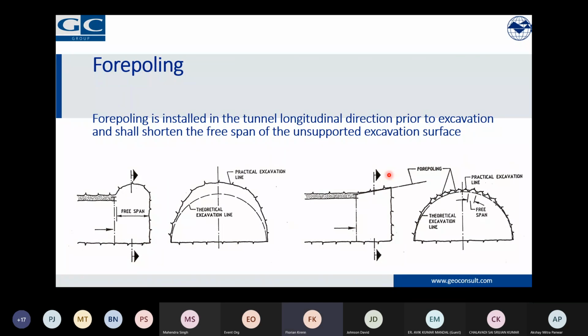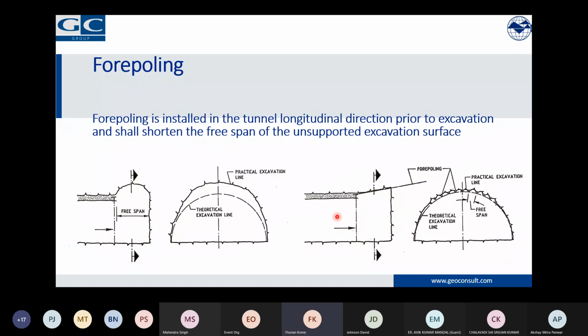Now coming to the forepoling. Forepoling is mainly installed in the longitudinal direction, and it's installed prior to the excavation, very important, and it shall shorten the free span of the unsupported excavation surface. So when you look at this diagram here, we are taking one round out. We don't have any forepoling, so that means if there is a material that can loosen, it may loosen and we have an overbreak, which is quite different from the theoretical excavation line. I mean, this is in rock and in relatively good rock. In soil, this would not look like this, but it may develop a chimney.